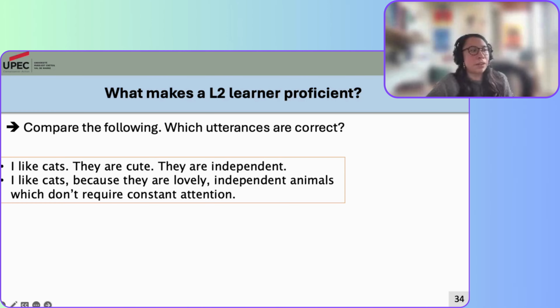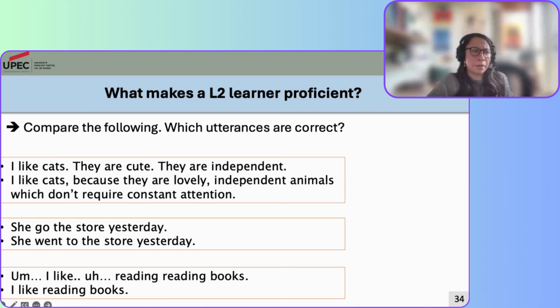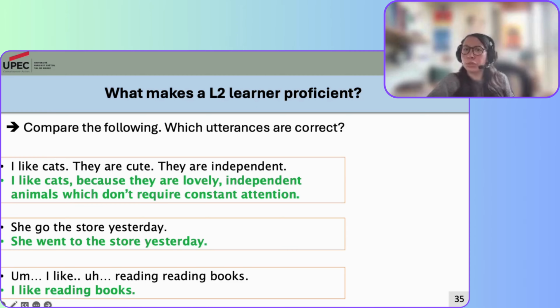If you look at the following, it's very clear which utterances are correct, but for different reasons. In the first example, compare "I like cats, they're cute, they're independent" with "I like cats because they're lovely, independent animals, which don't require constant attention." Then "she go to the store yesterday" or "she went to the store yesterday," and "I like reading books" and "I like reading books." Each time, from this instructor's point of view, if you were to evaluate the proficiency of these utterances, the correct ones would be the ones in green, but for different reasons.